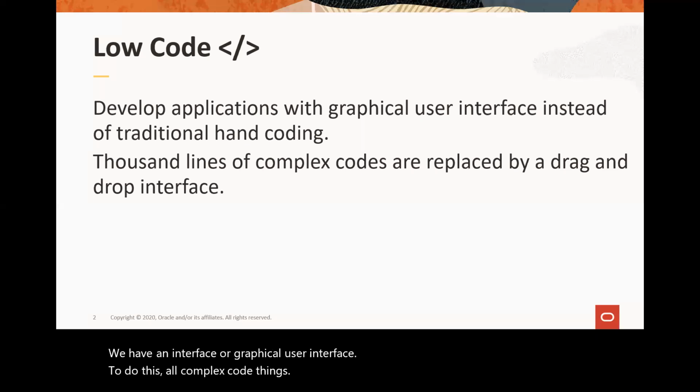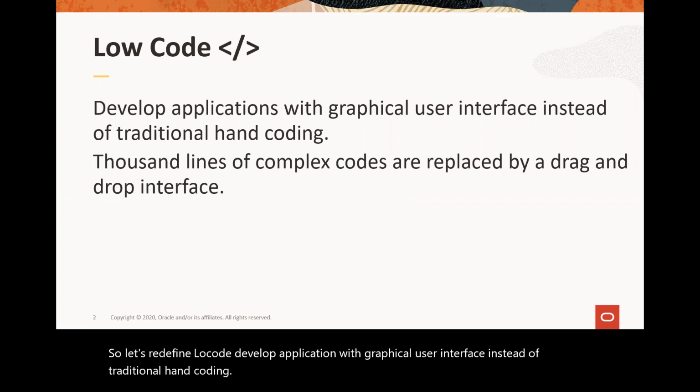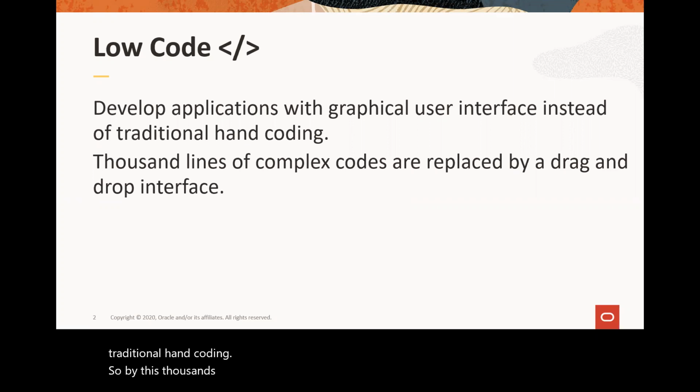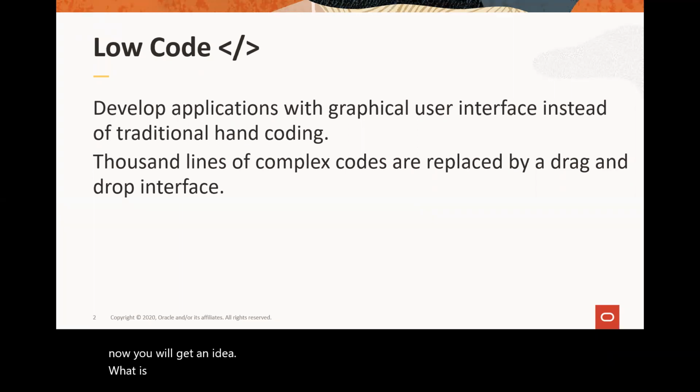So let's define low code: developing applications with a graphical user interface instead of traditional hand coding. By this, thousands of complex lines of code are replaced by a drag and drop interface. I hope now you have an idea of what low code is. Low code means minimal traditional hand coding. That's the thing.